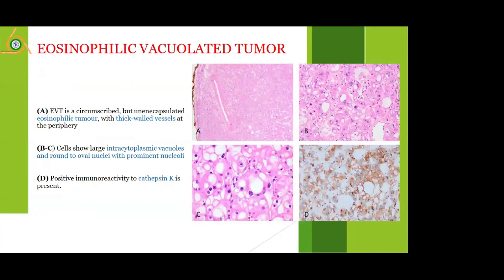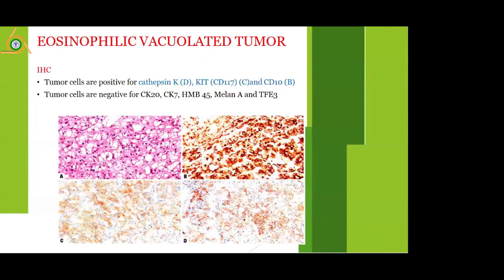This I've already highlighted. It can be picked up by positivity for cathepsin K. Just to highlight, they are positive for cathepsin K, CD117, and focally for CD10. So if you see a tumor which looks eosinophilic but also shows cytoplasmic vacuolation, high-grade nuclear features and prominent blood vessels, probably we are dealing with the eosinophilic vacuolated tumor, and you can confirm it with cathepsin K and CD117 IHC, which will show diffuse positivity. So this is how you pick it up.